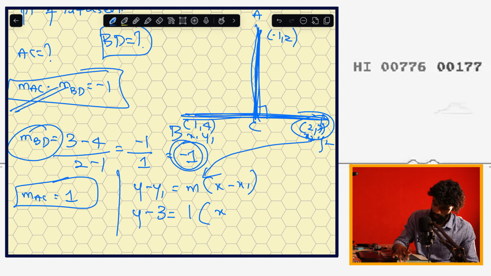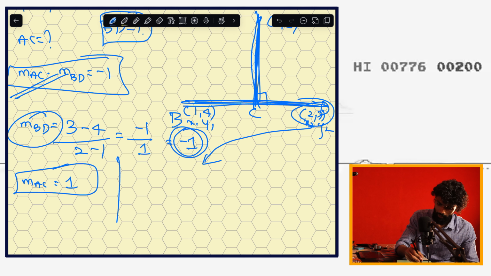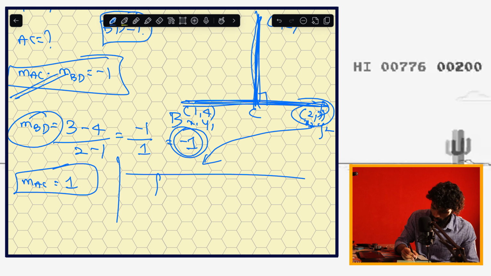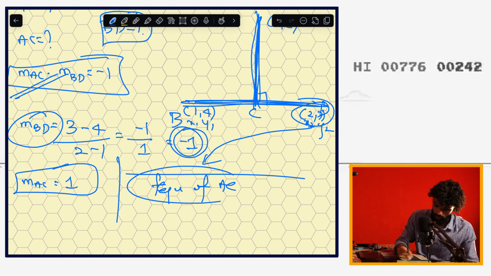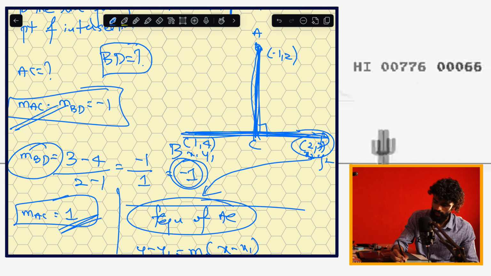Oh guys, a small mistake here. Why am I trying to find the equation of BD? I found the value of m of AC anyway, no? So I'll find the equation of AC directly because I know the value of m. I forgot about that. So I'll write y minus y1 equals m of AC into (x minus x1). See, I got confused because of this specific thing. I realized the point A can be substituted directly.